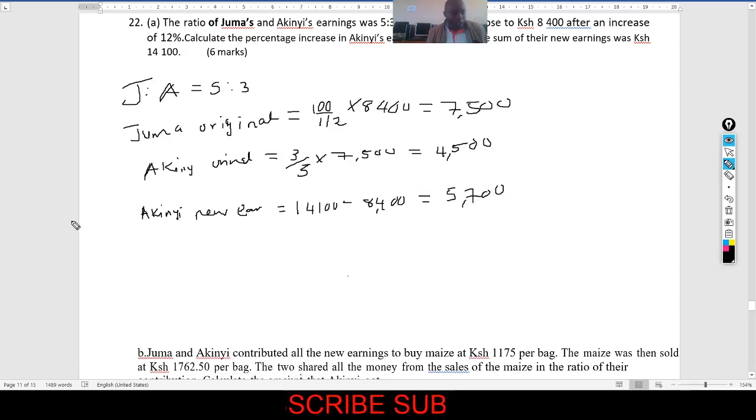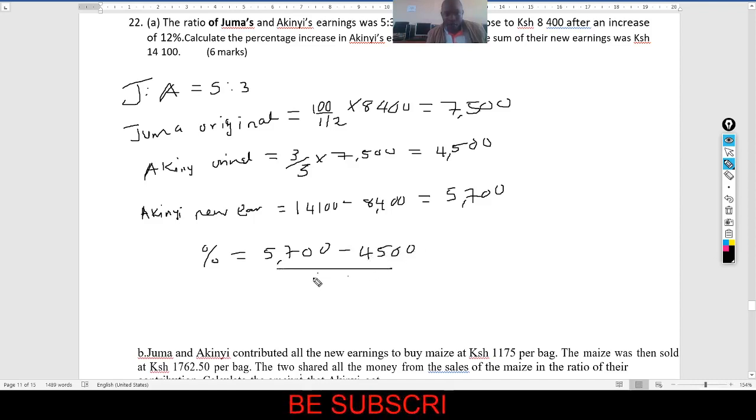Then we calculate the percentage increase in Akinyi's earning. Percentage increase in Akinyi's earning equals the new earning, which is 5,700, minus the original earning, which was 4,500.